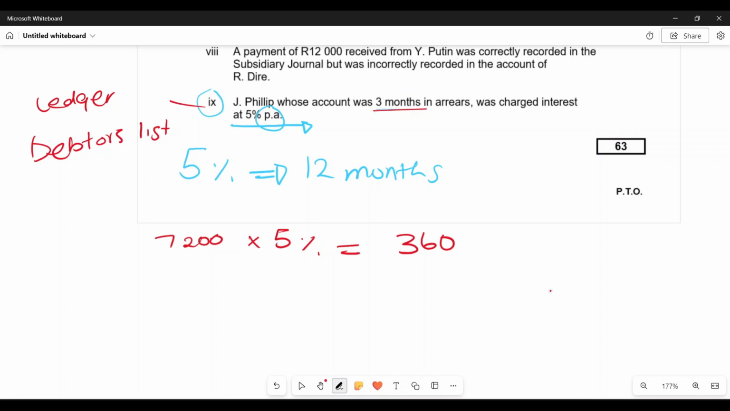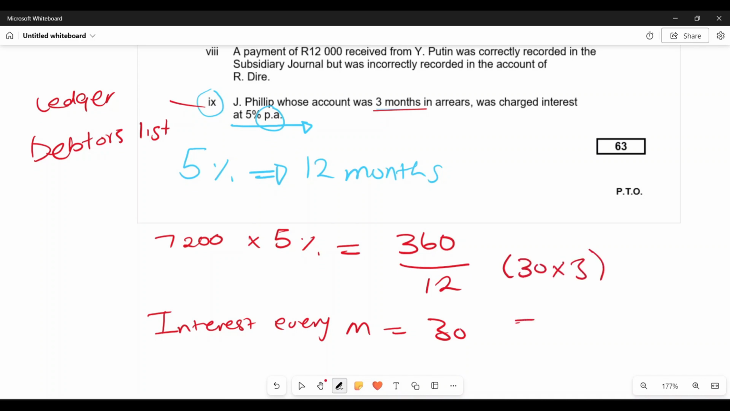First, I need to find how much interest is charged every month. So I'm going to divide this amount by 12. And doing so, the interest every month is 30 rands. And his account was overdue for how many months? For 3 months. So I'm going to say 30 multiplied by 3. As a result, the interest that we're going to add into his account is going to be 90 rands.